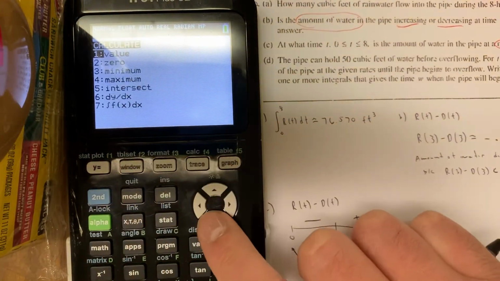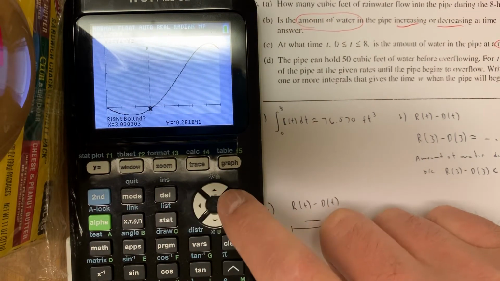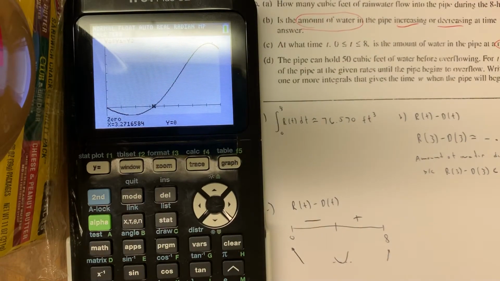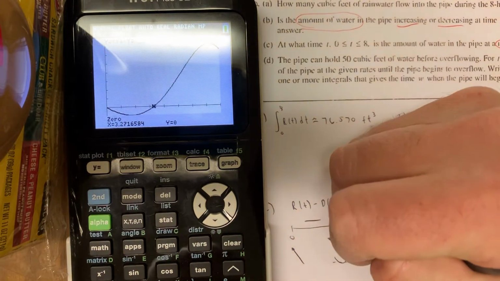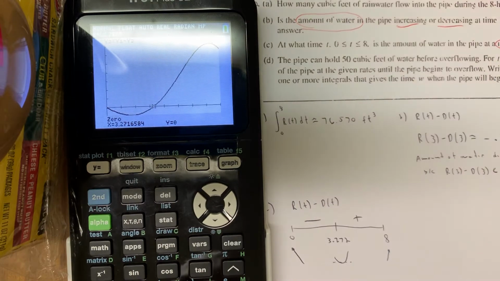Let's calculate the zero here. And I get what? 3.272. I was going to say 3.271 is the first digits of my phone number, but I'll put 3.272.